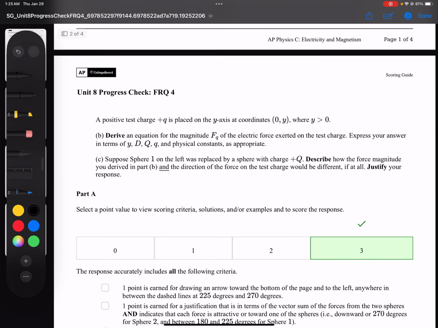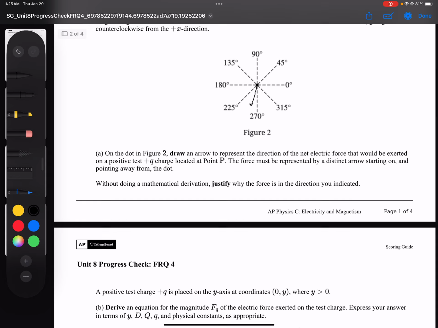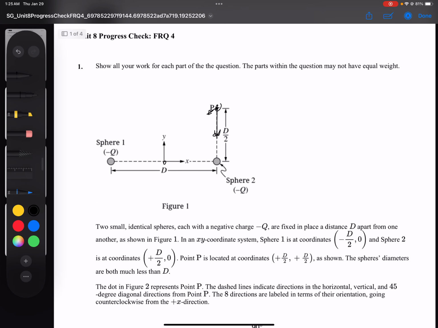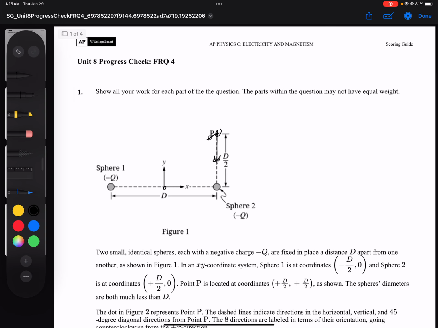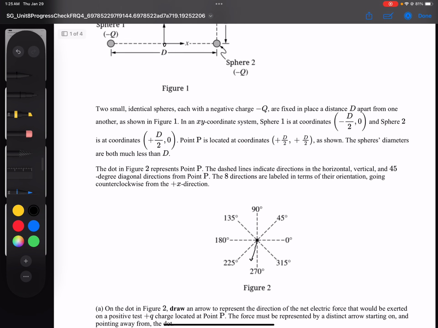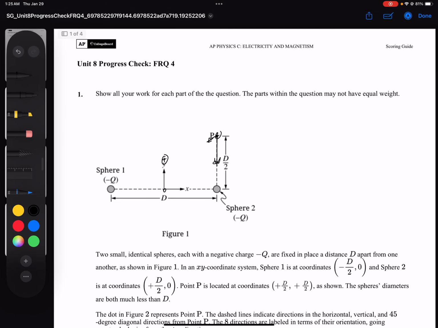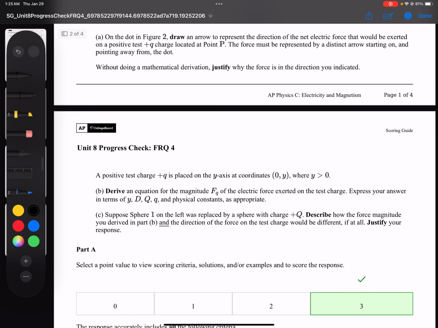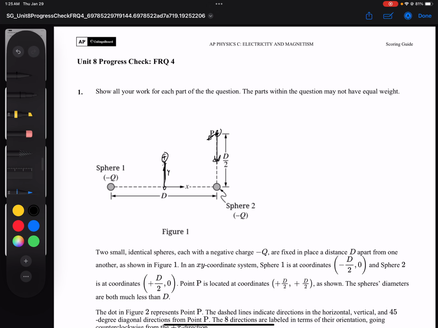All right, so we place a positive test charge at coordinate 0y, where y is greater than 0. We have to derive an expression for the force on the test charge. Okay, so here I have a test charge at coordinate 0y. So I'm going to put a positive test charge here, and we need to figure out the electric force acting on the test charge. Is point P a constant? Yes. So that's the distance, right? So from here to here, this is y, all right?